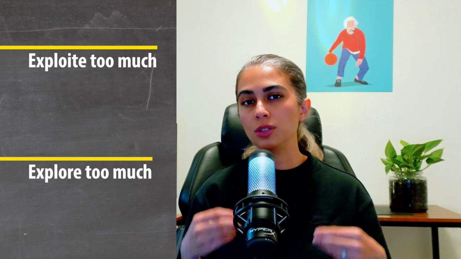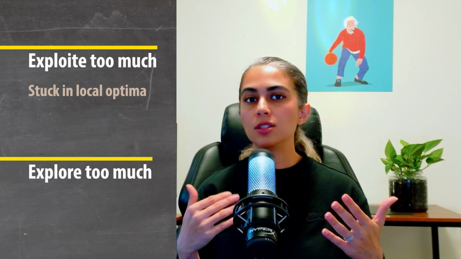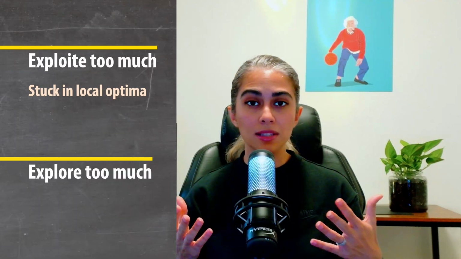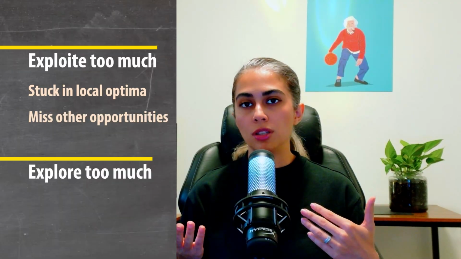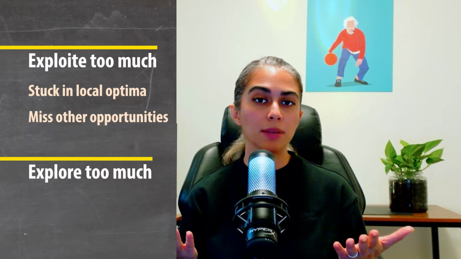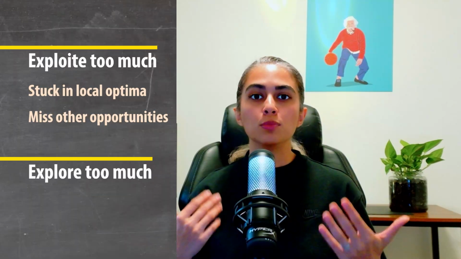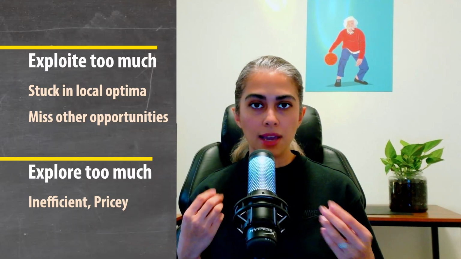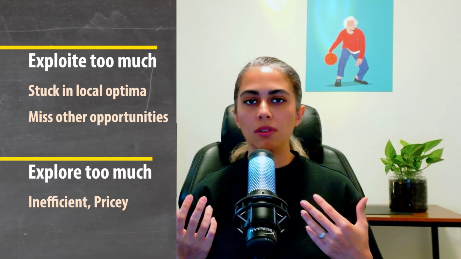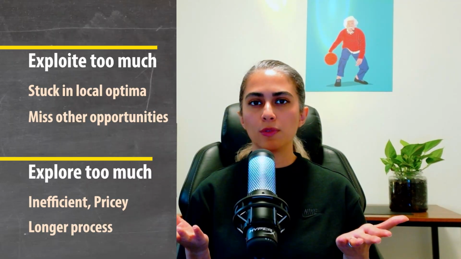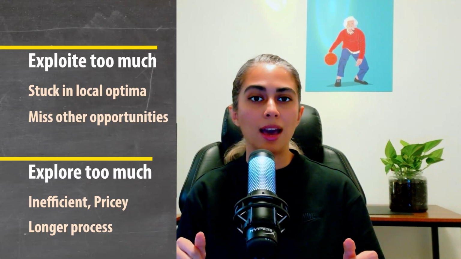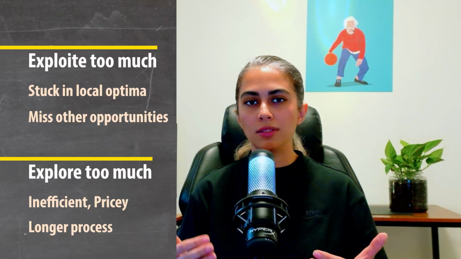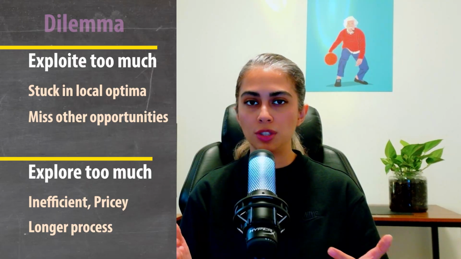But why does this matter? Because if the agent only exploits, it can get stuck in a local optimum. It misses out on better long-term strategies. You leave the app because it's just showing you the same type of clips. On the other side, if it explores too much, it becomes chaotic and inefficient. You're like, why should I try so hard to find clips that I like to watch? And you decide to just delete that app, right? So that's what we call the exploration and exploitation dilemma.